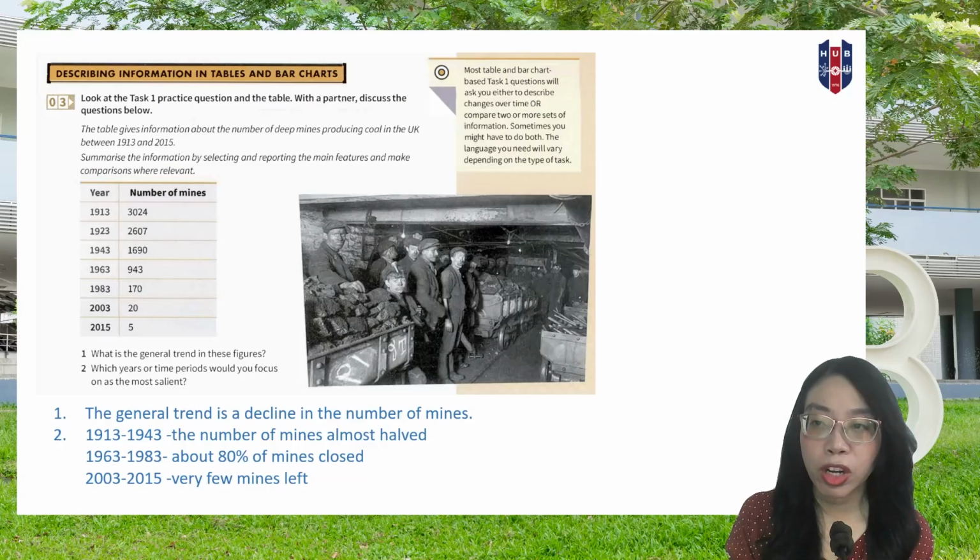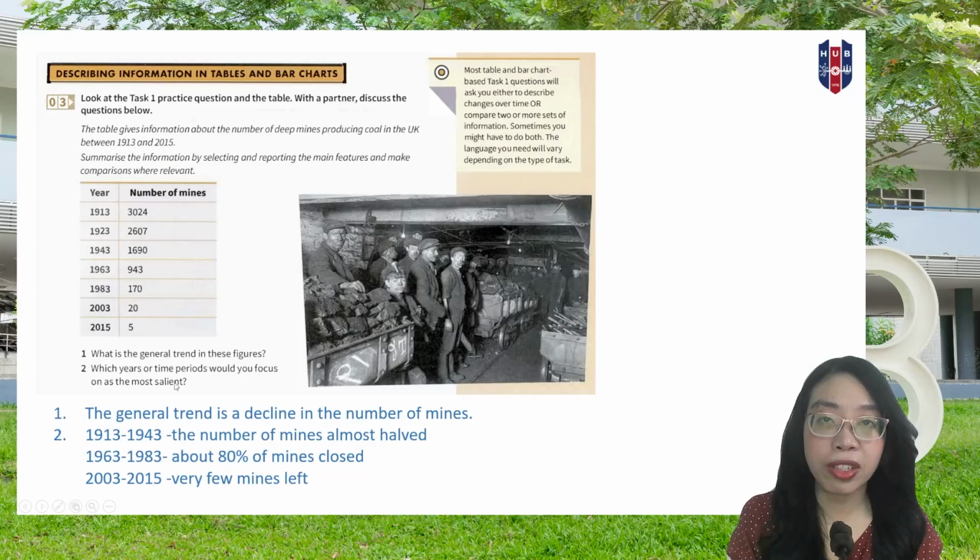Alright, so if you were to write a short essay to talk about this table, what should you write? Do you remember what we talked about? What did we learn in the previous lessons? Yes, we should write the intro first, right? In the intro, you should summarize the basic information of the table by paraphrasing this sentence right here. And then, after the intro, what should you do? Yes, you should write the overview, right? Question number 1 right here already helps you with the overview. That is the general trend of the table. It is a decline, right?